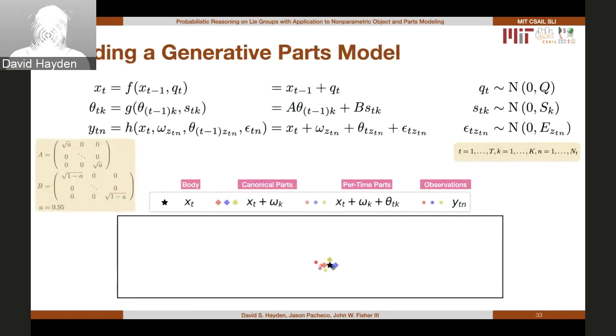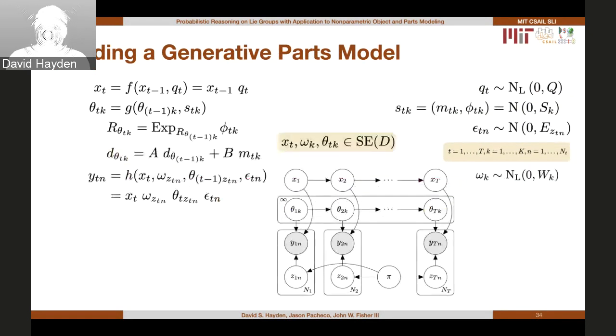So going back to the parts model, the generative model, this was the linear Gaussian case, and all we're going to do is take the x's, thetas, and omegas and put them, instead of a Euclidean space, into the Lie group space, SE3 or SE2, and we're going to change out these additions for matrix multiplications.